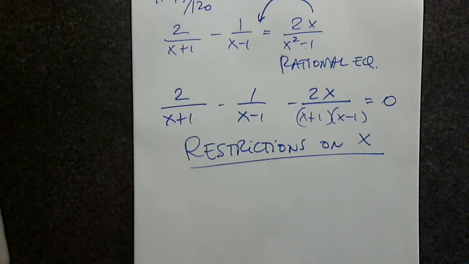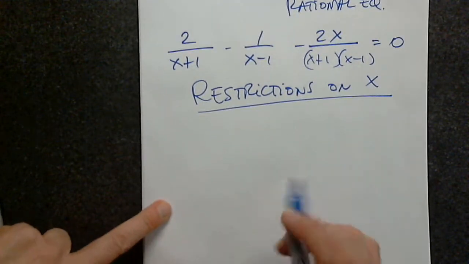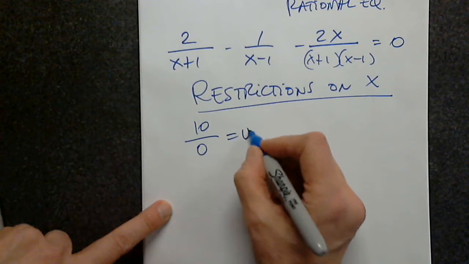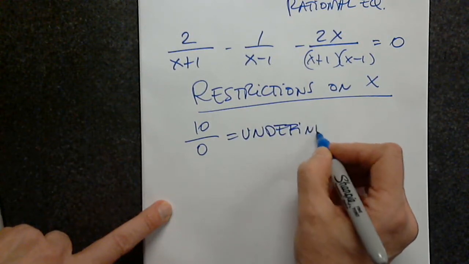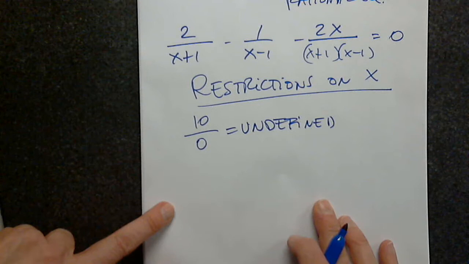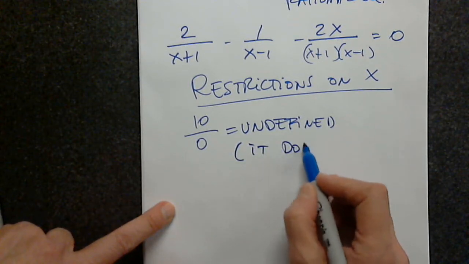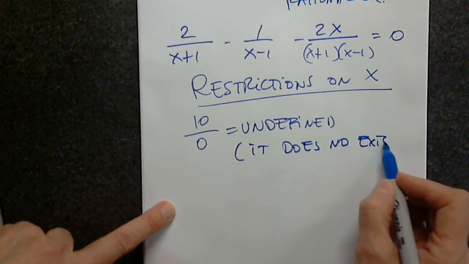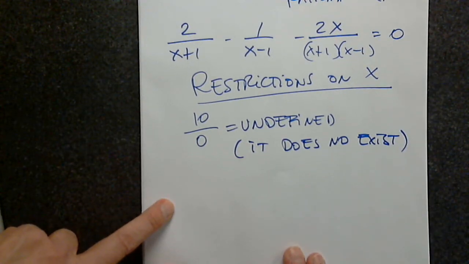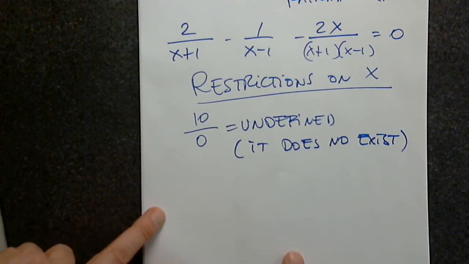You can't have the denominator be 0. Correct. Why are we not allowed to have 0 in the denominator? Correct. So here's another note for you. 10 divided by 0 is undefined. This is a fancy word. What does it really mean? It does not exist. There's no 10 out of 0. You can't pull 10 out of 0. It does not exist, but we like to say undefined.